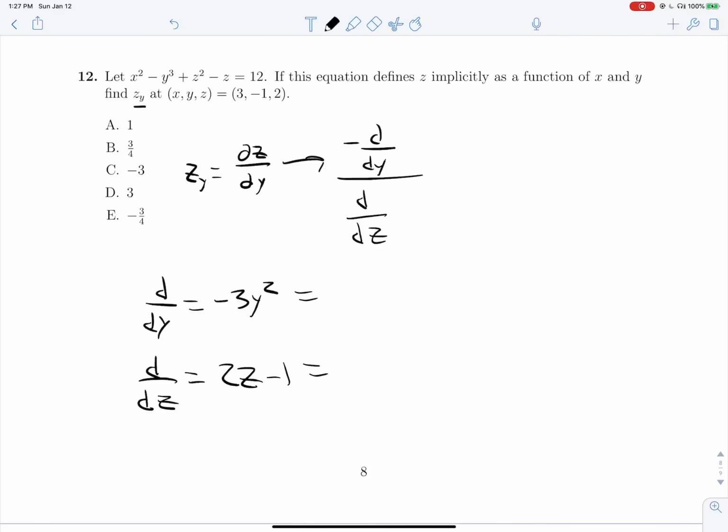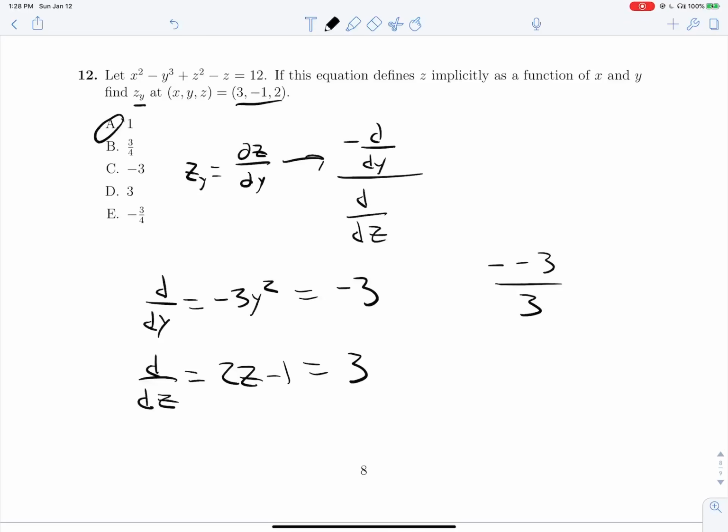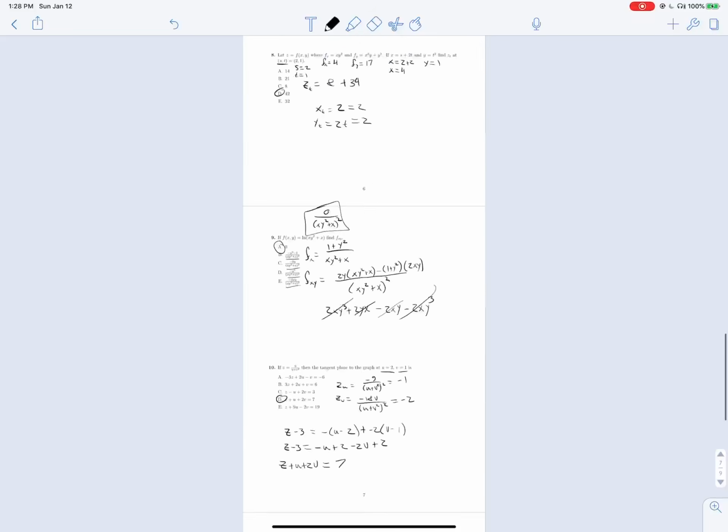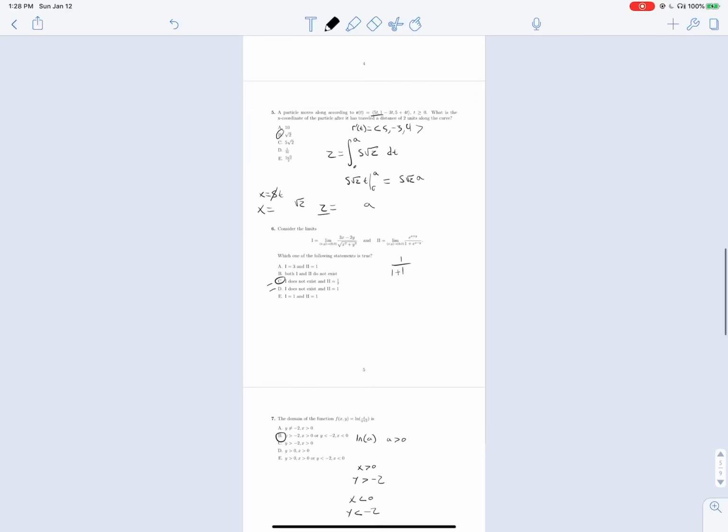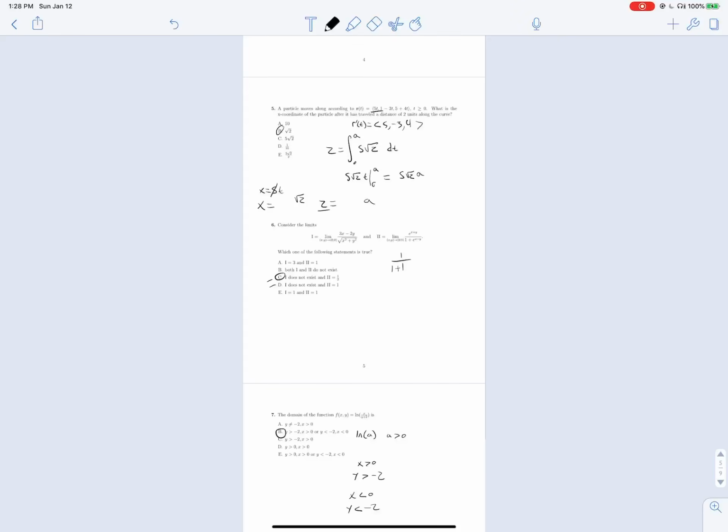We can evaluate these easily because we know our x, y, and z values. Here we're going to get negative 3, and here we are going to get 3. So negative of negative 3 over 3 is just going to give us 1. And there's our answer, and we're done. This is a relatively quick and painless test compared to a lot of the other ones, and if I could go back now, this is the one I would recommend to start your practicing with.